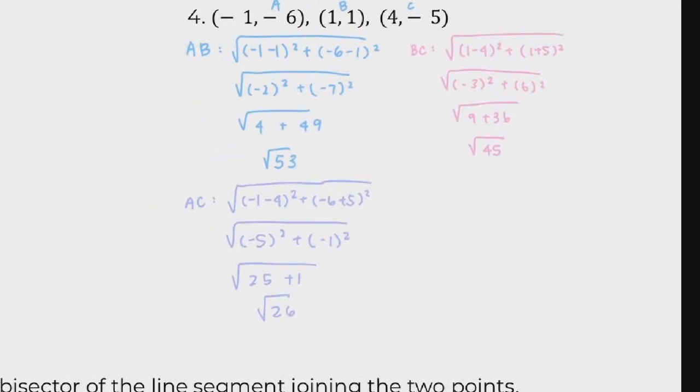So next we have to compare the lengths. So we have square root of 53, square root of 45, and square root of 26. And since none of them are the same, that means this is a scalene triangle.